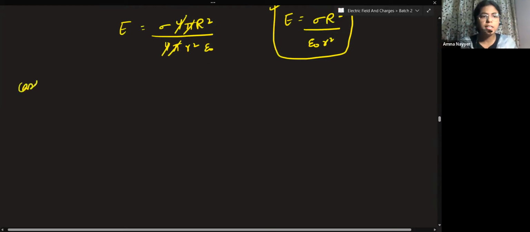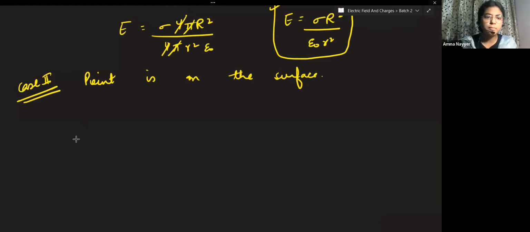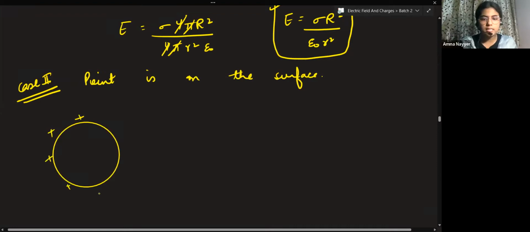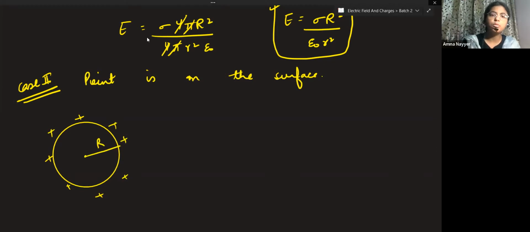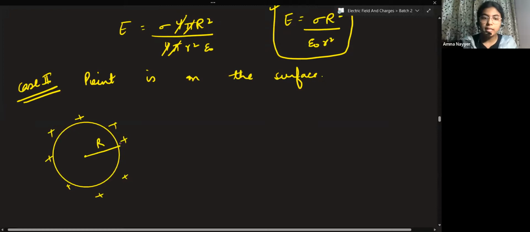So if I give you the second case, the point is on the surface. So when I tell you the point is on the surface means what? This is your sphere. This is the charge. And this is the radius. Now, where is the point given to you? Earlier, the point was given to you over here, outside. Now, the point is given to you at this surface only.